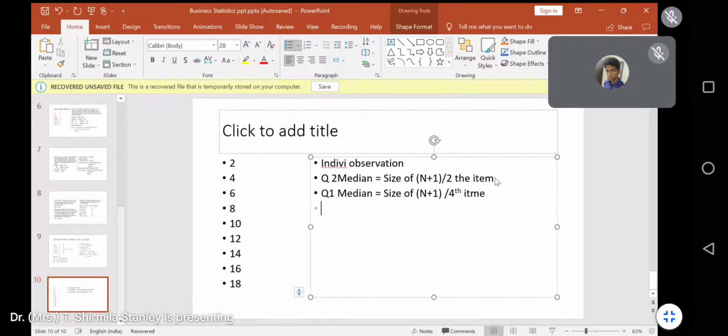Okay, and what will be Q3 then? It will be the size of 3(n plus 1) by 4. Or in other words, we'll put it as 3 by 4 into (n plus 1). That will be better, right? So we'll write 3 by 4 (n plus 1) item. This is what we are trying to say. So this is 1/4, this is half, this is 3/4.